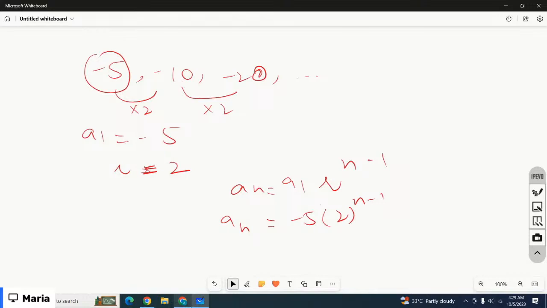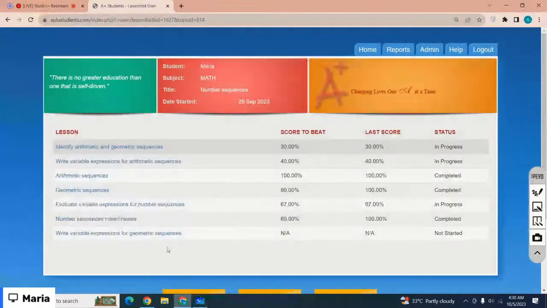So the nth term of the geometric sequence is always a_n = a_1 · r^(n-1), right? That is the nth term of the geometric sequence. So let's just start with the practice questions.